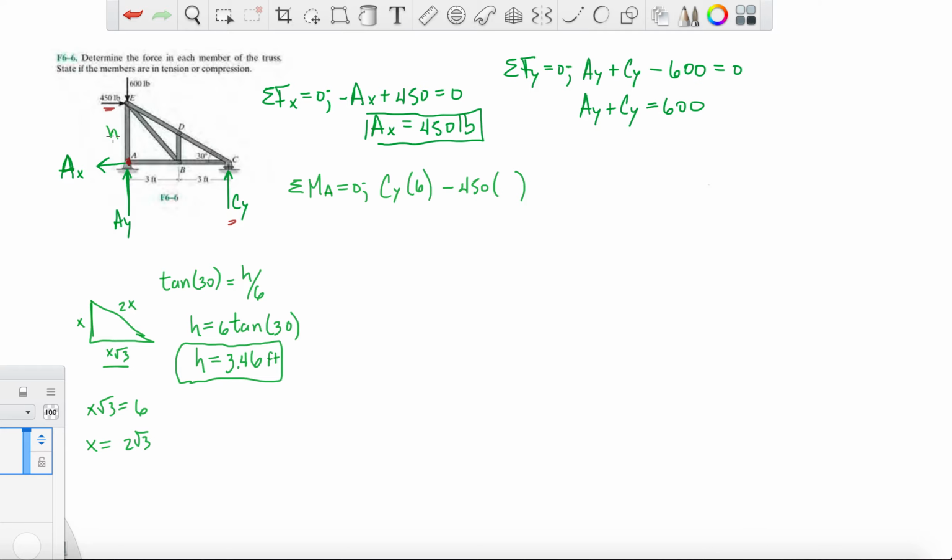Now we have that distance h, so now we can take the moment that the 450 pound force causes about A.